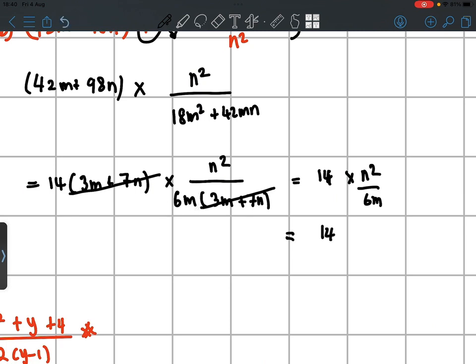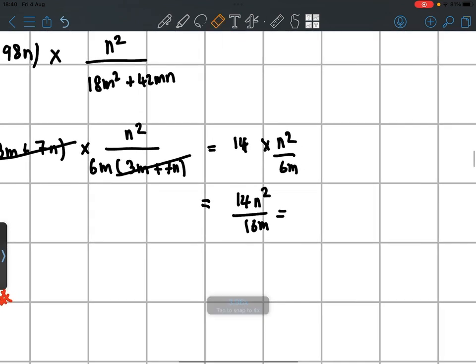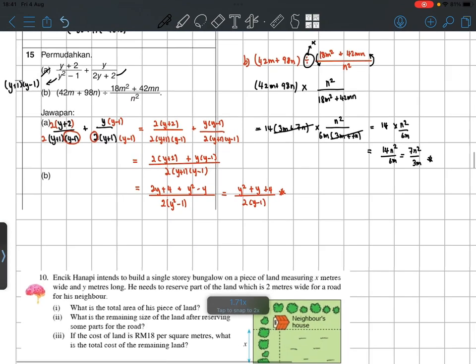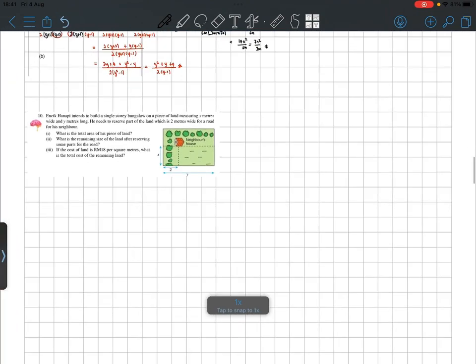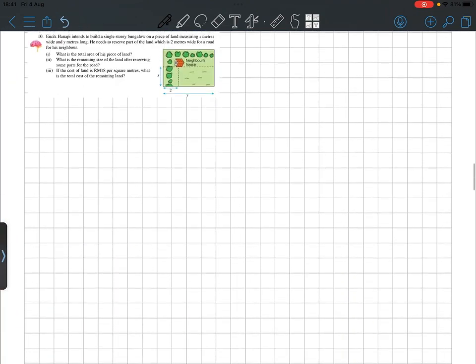So 14 times n square is 14n square divided by 6m. Sorry, this is 6, not 16. We divide by 2, top and bottom. So 7n square divided by 3m. Alright, so it's very simple. Okay, I guess this is the last question for chapter 2.